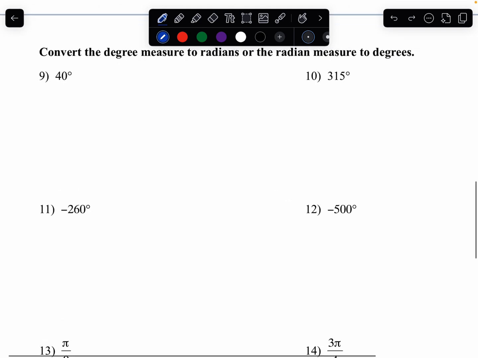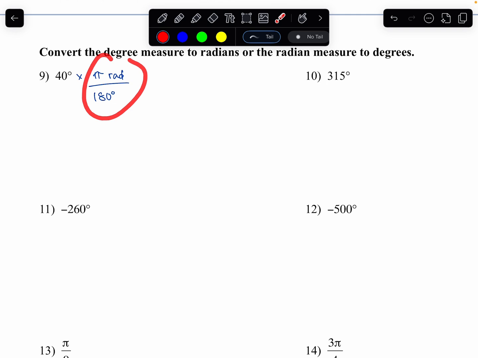So this is a degree measure. There are pi radians for every 180 degrees. This is called the conversion factor. So we're going to convert degrees to radians by multiplying by pi radians over 180 degrees.